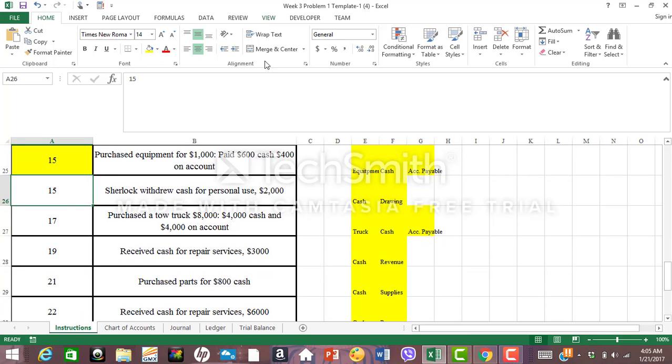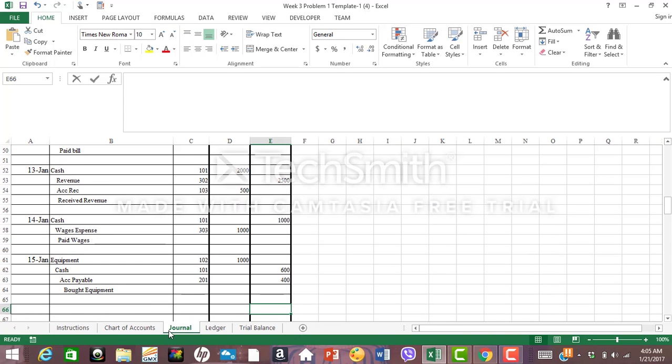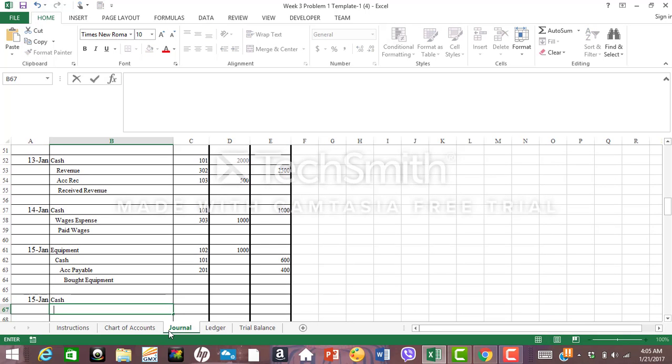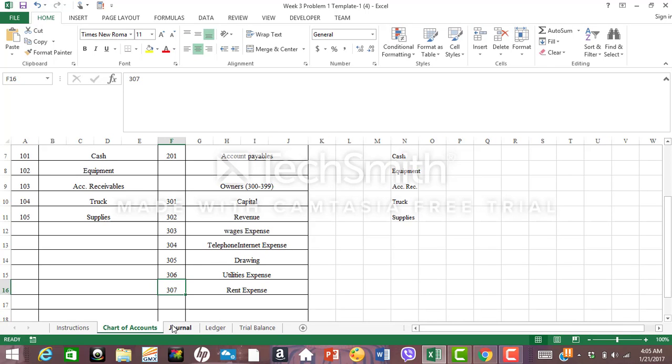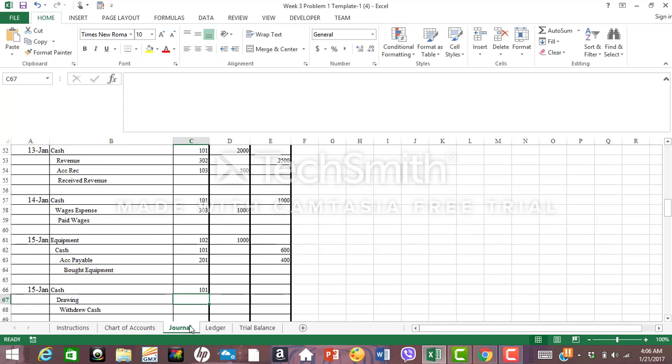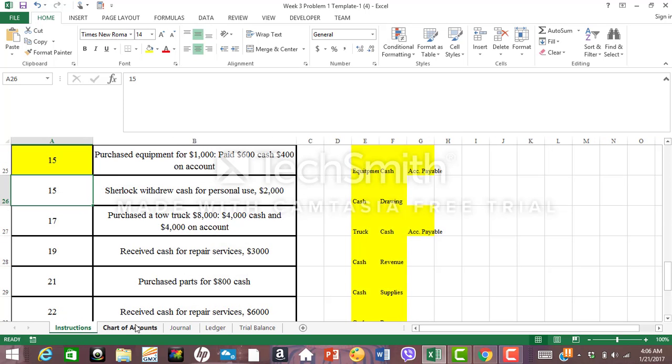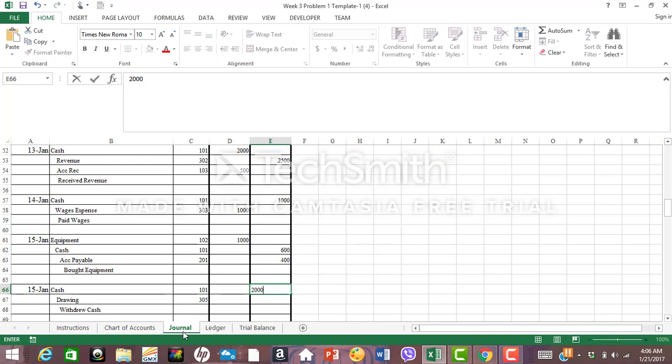Next transaction is January 15th. Sherlock withdrew cash for personal use of $2,000. Oops. January 15, cash, drawing, drew cash. Drawing is 305. Okay, I believe it was $1,000. Oh, it was 2,000. So credit 2,000, debit 2,000 under drawing.